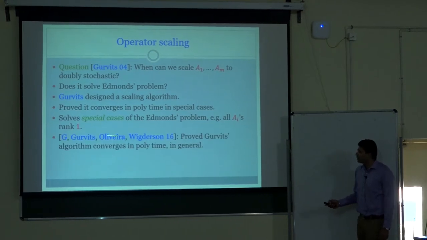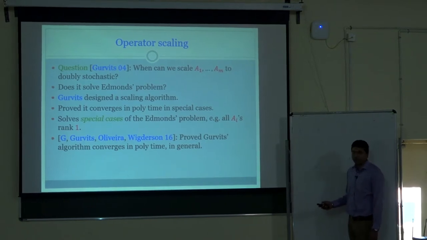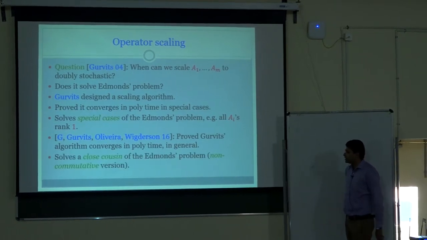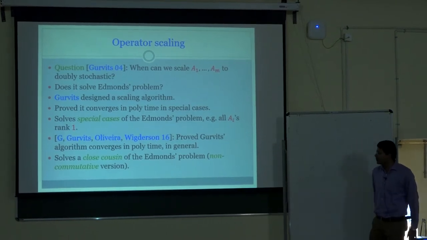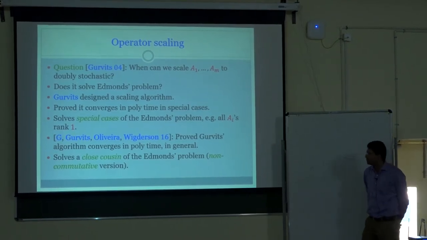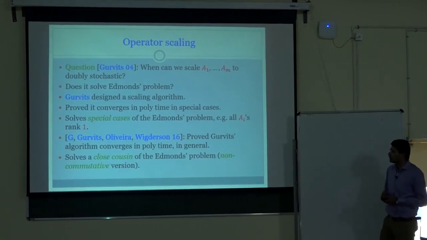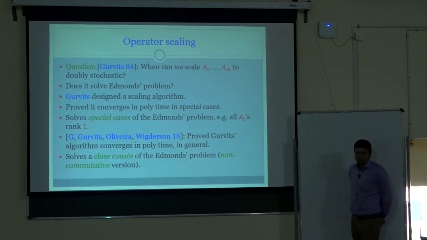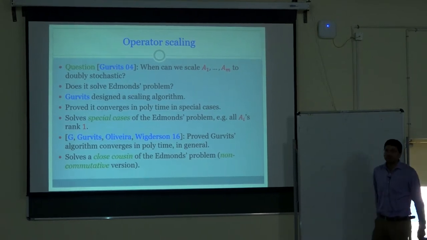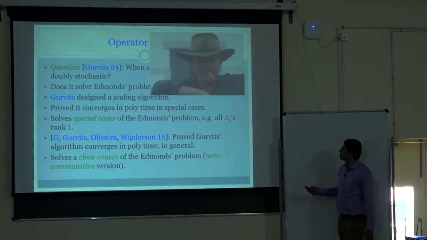In joint work with Gurvits, we proved that Gurvits' algorithm converges in polynomial time in general. It doesn't really solve Edmonds' problem, it solves some close cousin of Edmonds' problem, which I'm going to define. But I would say it's sort of even crazy to think that this scaling problem, which is some generalization of matrix scaling, could have something to do with Edmonds' problem, but Gurvits found this connection, so he deserves this.